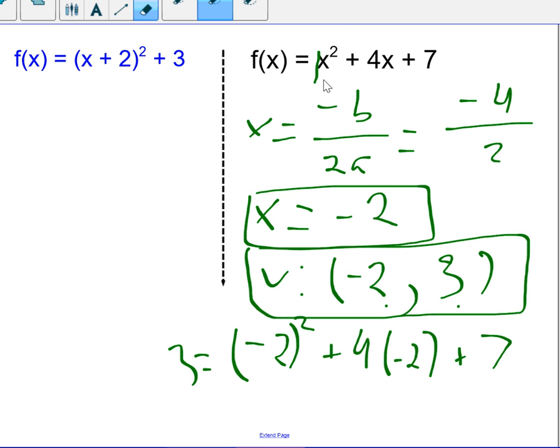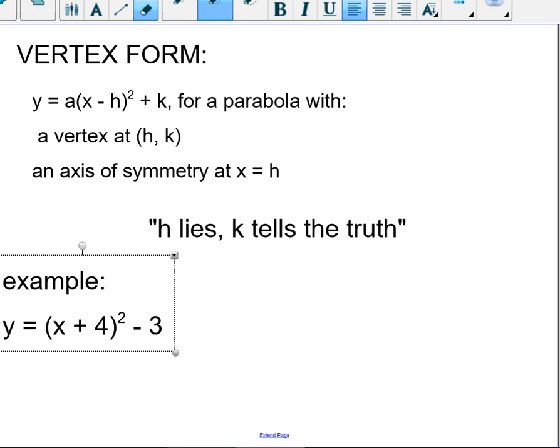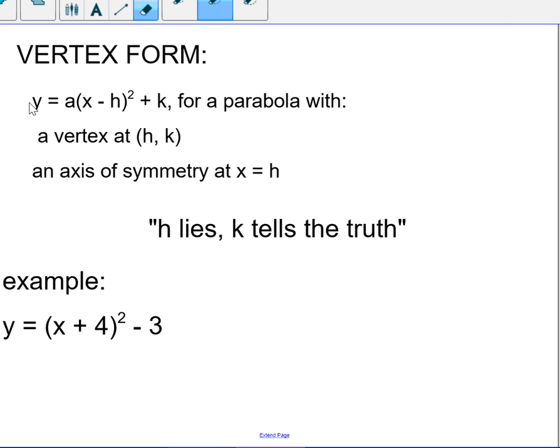And all the way back in Algebra 1, you guys did learn how to get from standard form to vertex form using something called completing the square, but we're not really going to focus on that right now. We're just going to talk about what information you can get from an equation that is given to you in vertex form. So vertex form takes the form y equals a times x minus h squared plus k for a parabola with a vertex at h comma k and an axis of symmetry at x equals h. You need to get that into your guided notes document.